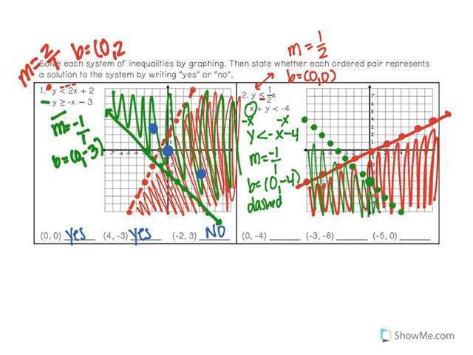0, -4, so over 0, -4. I see that it's on an actual point, so that's a dashed line there, and because it's dashed, it does not include that, so no, that would not work. If it was solid, it would have worked, but since it's dashed, it does not include that point. Then we have the point -3, -6.